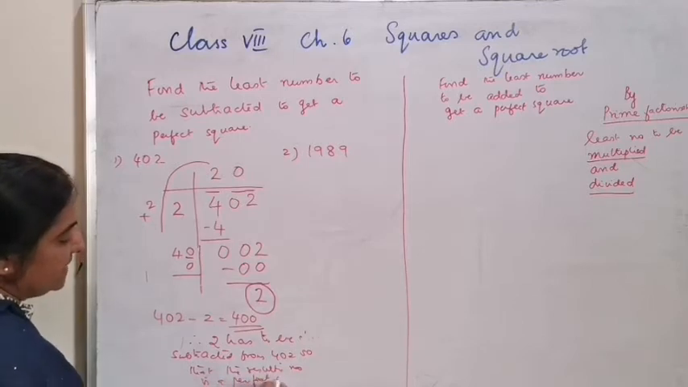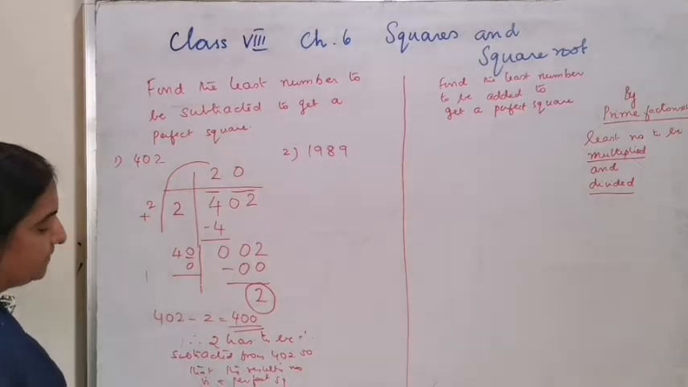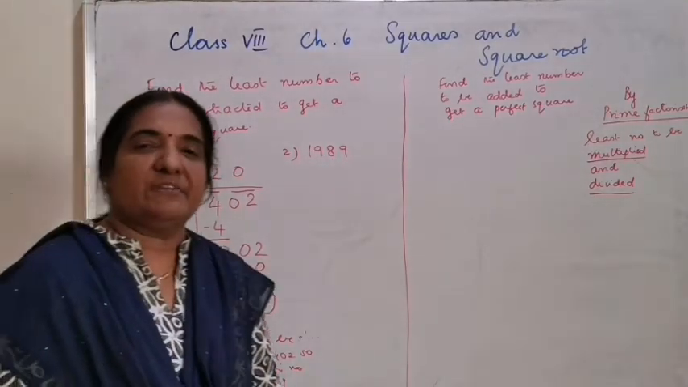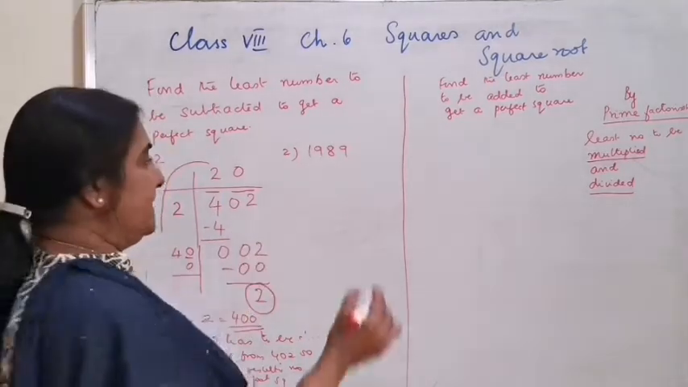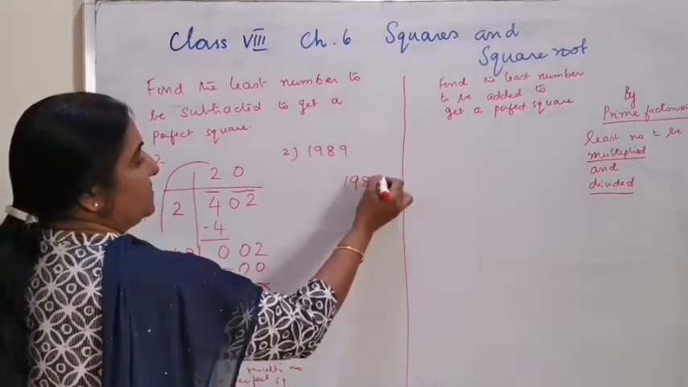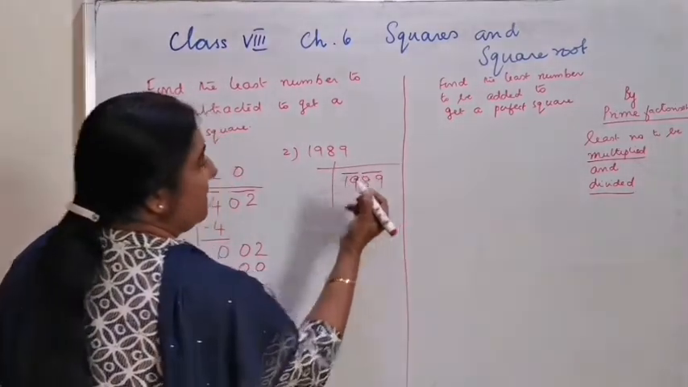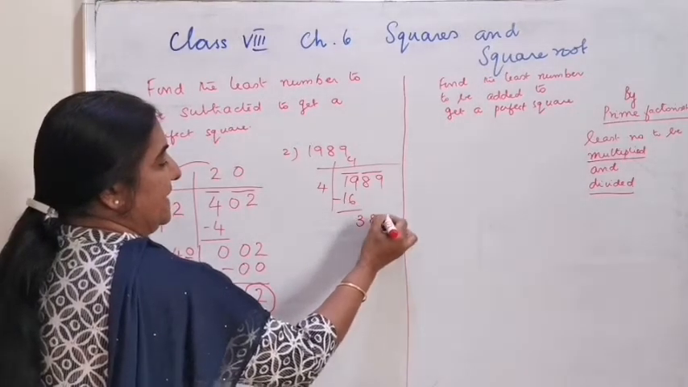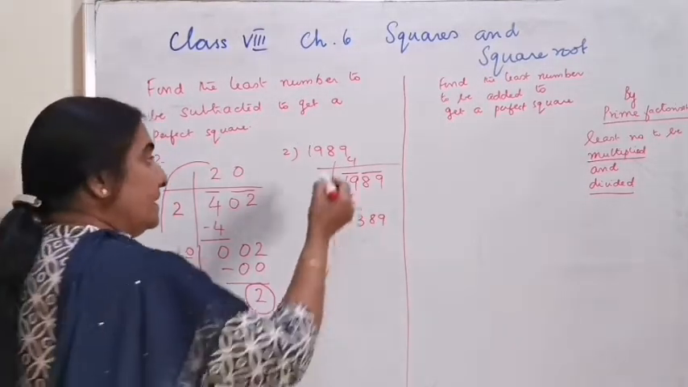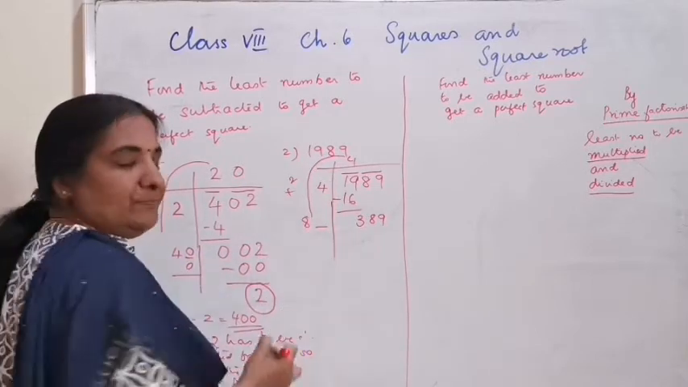Is a perfect square, and the square root of 400 is 20. Even by long division, you can find that out. Let's go with the next one, 1989. For 1989, the grouping: 4 fours are 16. Then 389. Double of 4 is 8.